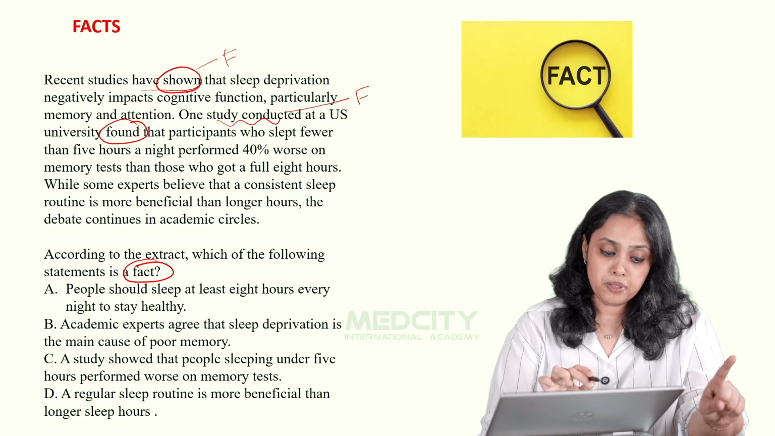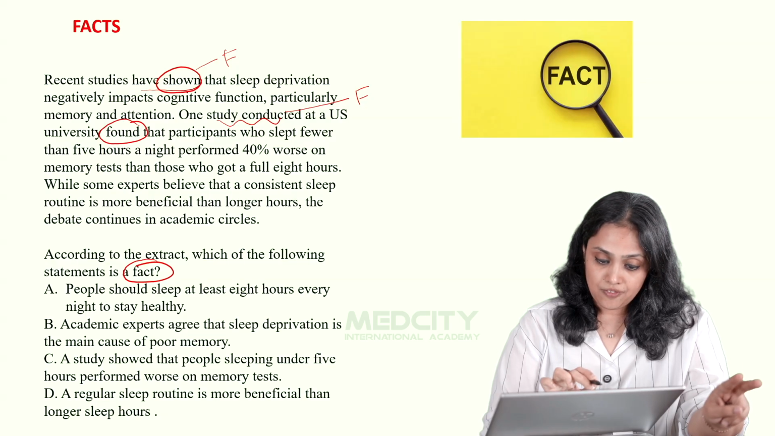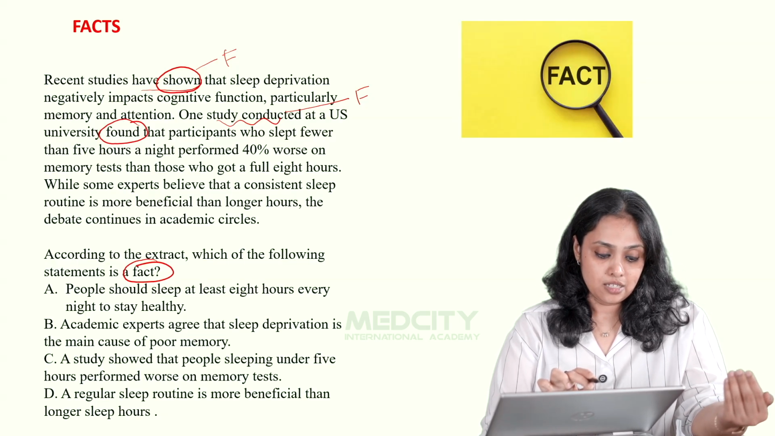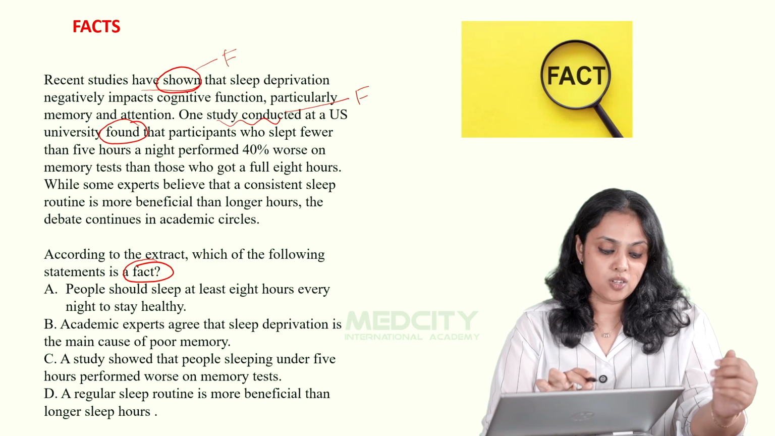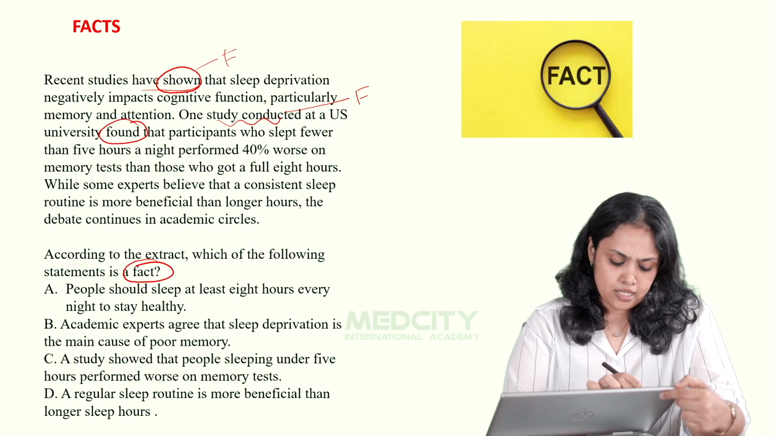One is that sleep deprivation negatively affects or impacts cognitive function. The second fact is that participants who slept less than 5 hours a night performed 40% worse on memory tests than those who got a full 8 hours sleep. Then what is the next sentence?